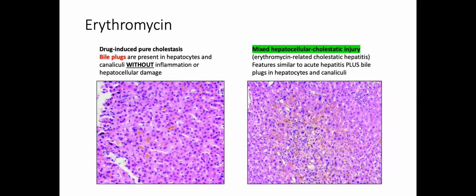Erythromycin is going to have a drug-induced pure cholestasis. So there's going to be bile plugs present without inflammation or damage. And then a mixed hepatocellular cholestatic injury is going to be similar to acute hepatitis, plus they're going to have bile plugs in the hepatocytes and canaliculi. So I would know that erythromycin can have these bile plugs without inflammation, but then mixed hepatocellular cholestatic injury also has these bile plugs present.